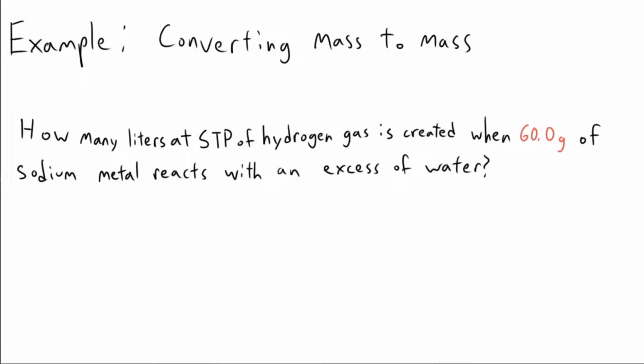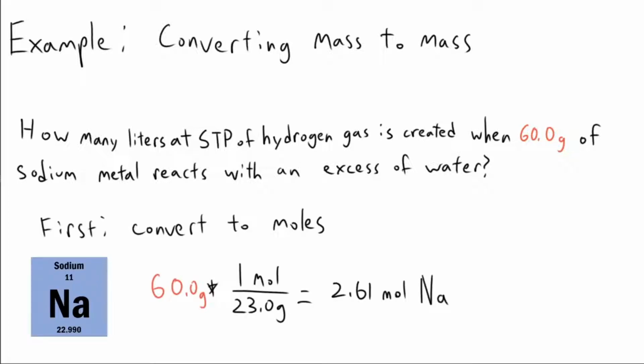Take this question for an example. How many liters at STP of hydrogen gas is created when 60.0 grams of sodium metal reacts with an excess of water? To solve this problem, first we must convert our starting substance's units to moles, like such.